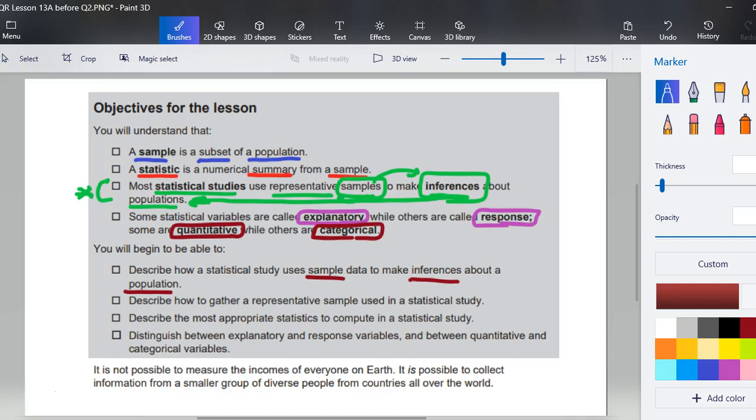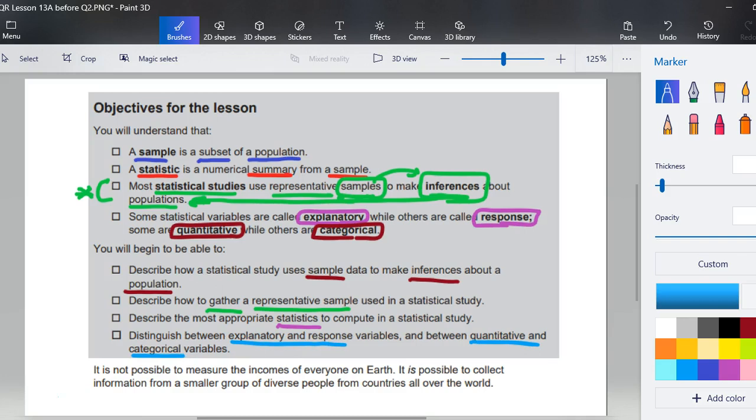We're going to describe how to gather a representative sample used in a statistical study. We're going to describe the most appropriate statistics to compute in a study. And we're going to distinguish between explanatory and response variables and between quantitative and categorical variables.